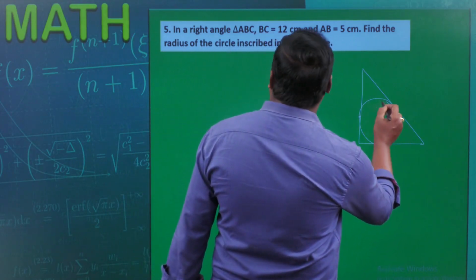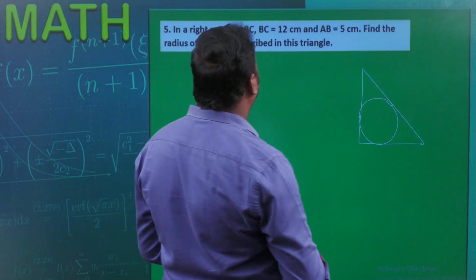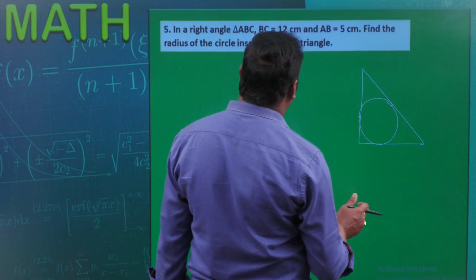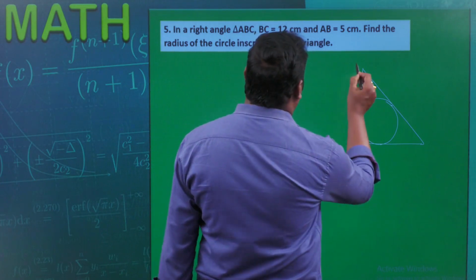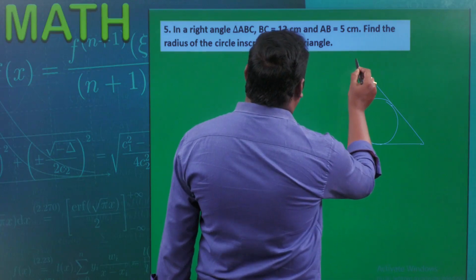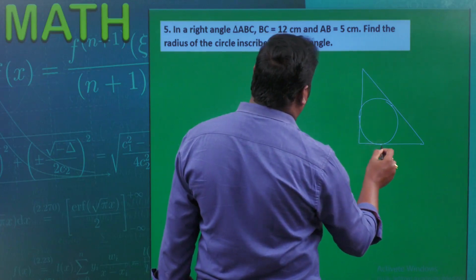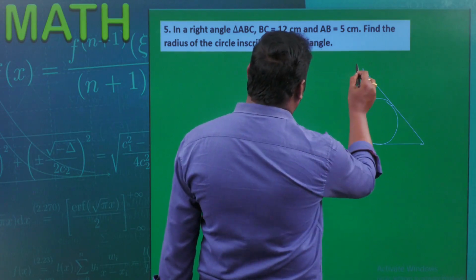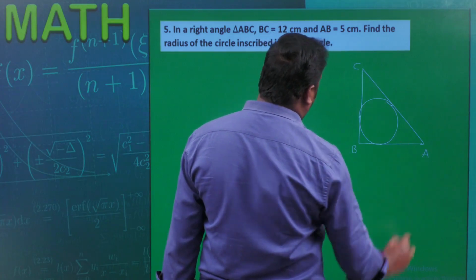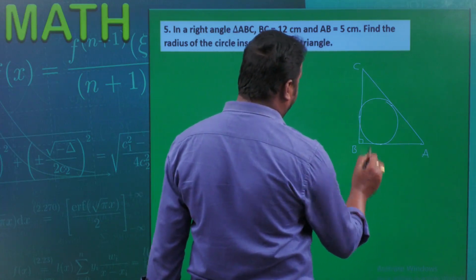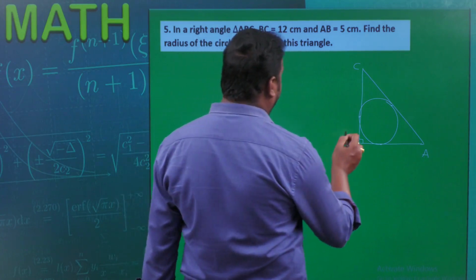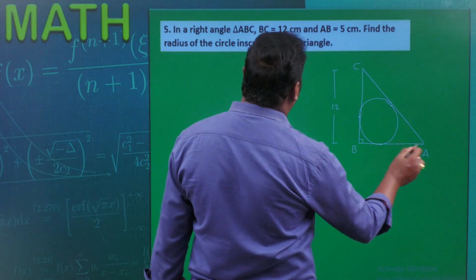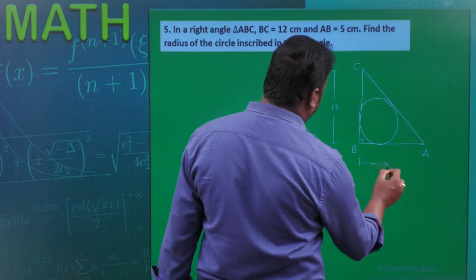Okay. So what about the right angle here? BC is equal to 12, AB is equal to 5. So B is common here. If I take B here, then BC is equal to 12. If it is B, this is C and this is A. Now obviously angle B is equal to 90 degrees. BC is equal to 12. This total one is equal to 12 centimeters. And BA is equal to 5. So this is 5 centimeters.